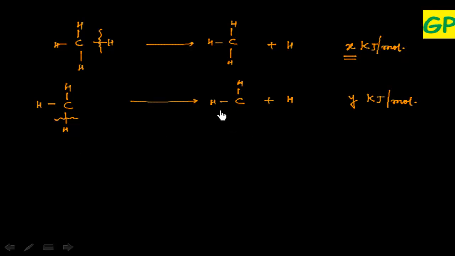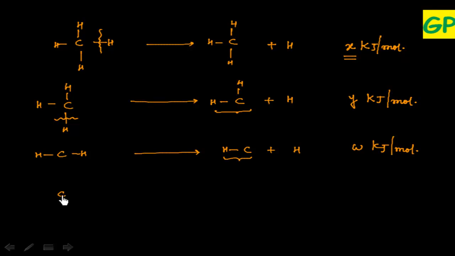Similarly, we can remove one more hydrogen from this molecule. So I have CH2, and if I remove a hydrogen, I will have CH plus one more hydrogen. In this case again the energy will be different. Let us call this z kilojoule per mole. And if I remove one more hydrogen from this molecule, I will have a carbon atom and a hydrogen atom, and in this case let us say we have w kilojoule per mole energy.